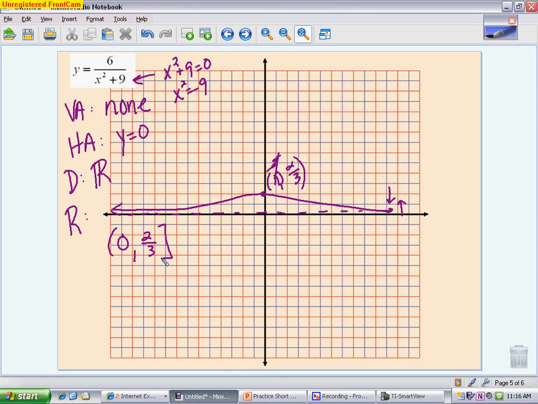You could also say that it is y values that are between 0 and 2/3, but you have to put the or equal to here because it is including 2/3. You can say it in words that it is any y value that is bigger than 0, but less than or equal to 2/3.